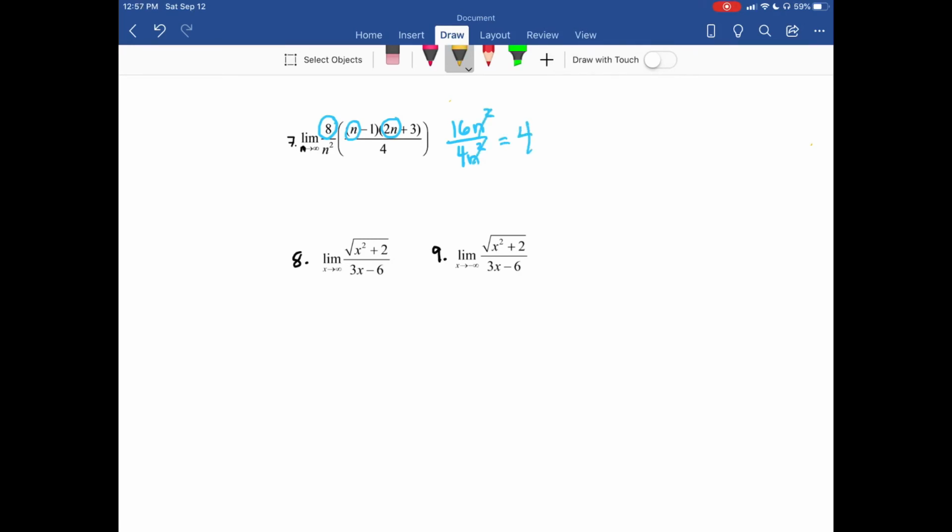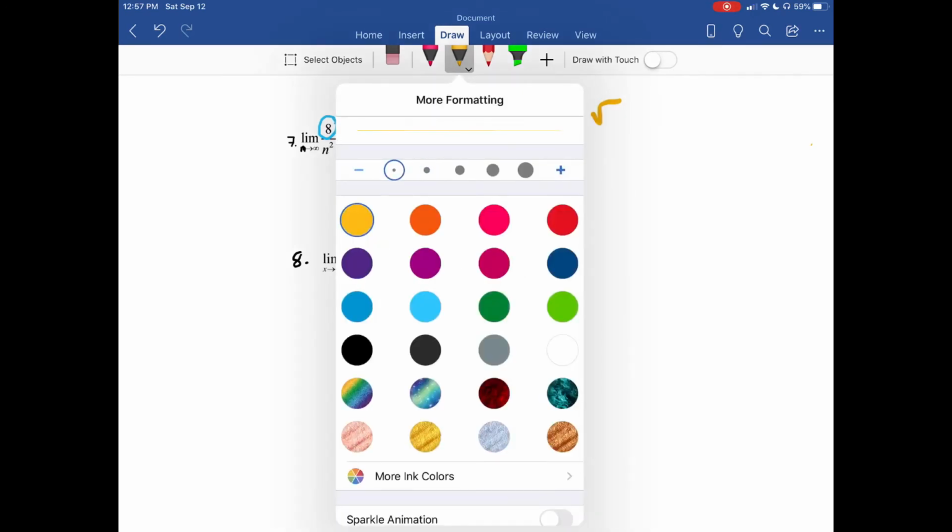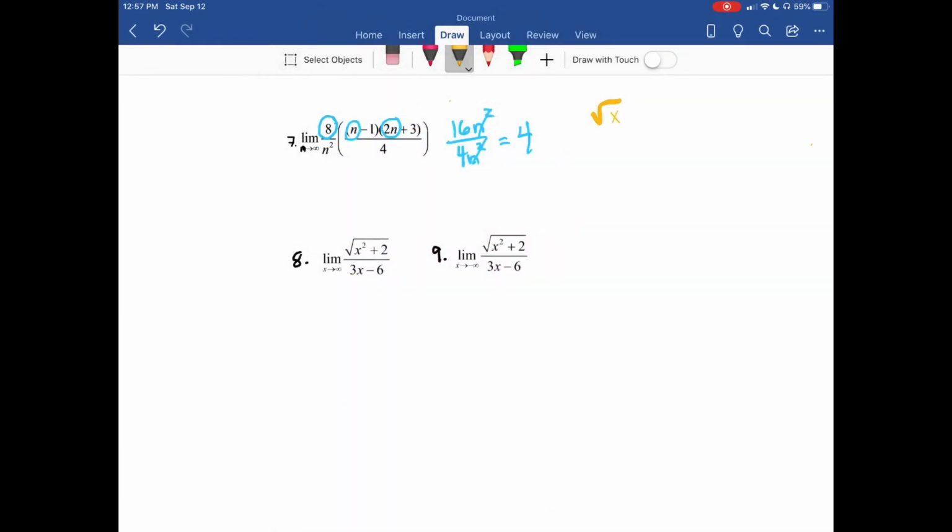Now, before we dive into 8 and 9, which look a little bit different because those aren't rational functions, we're still going to approach them in the same way. But here is one thing, and it's Algebra 1 related. It's the square root of x squared. What is the square root of x squared? So it's not x, but it's the absolute value of x. Quick refresher.